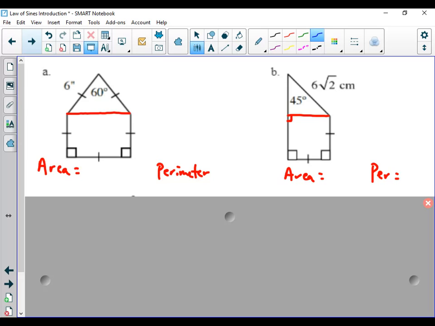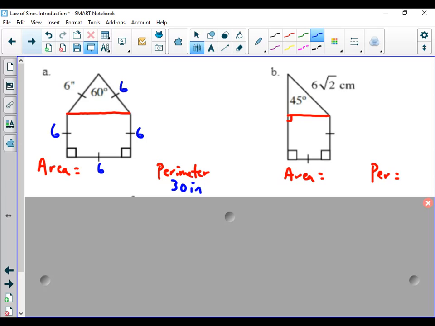On part A, which one was easier to find, area or perimeter? Perimeter. Yeah, perimeter on that one because we knew all of them, right? They said that they were all the same, so we didn't have to do any extra work. So what do we have? 5 of them there, so you should have a perimeter of 30.